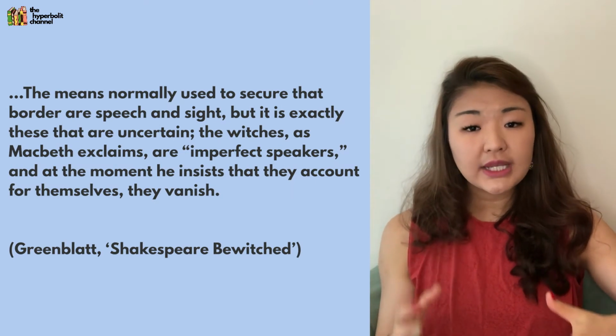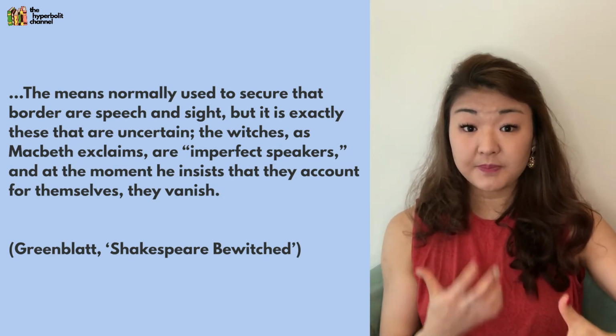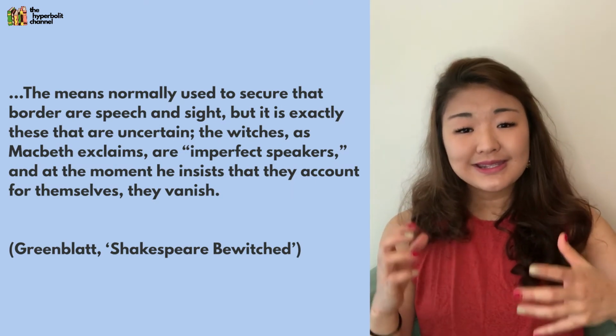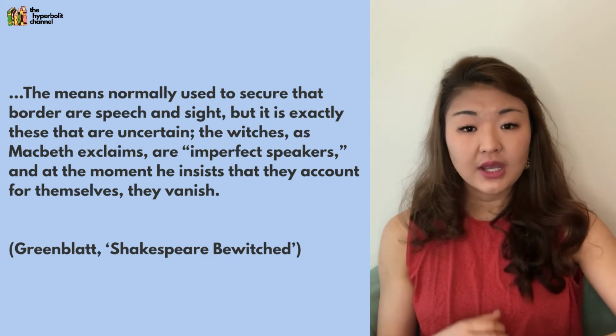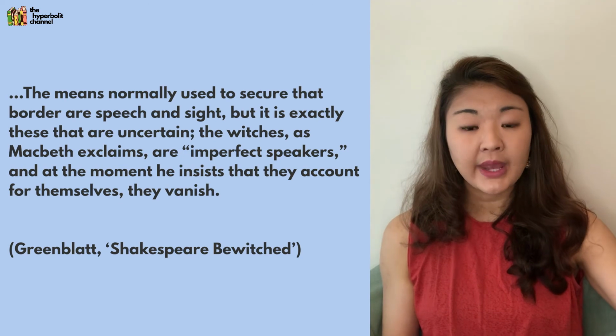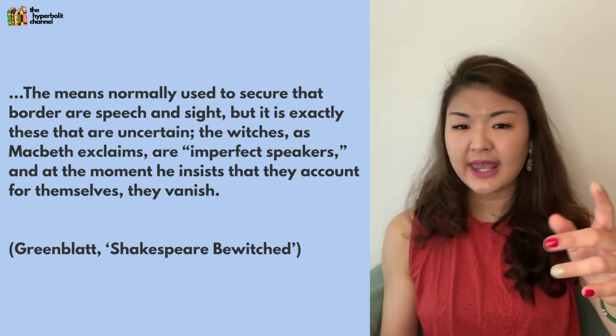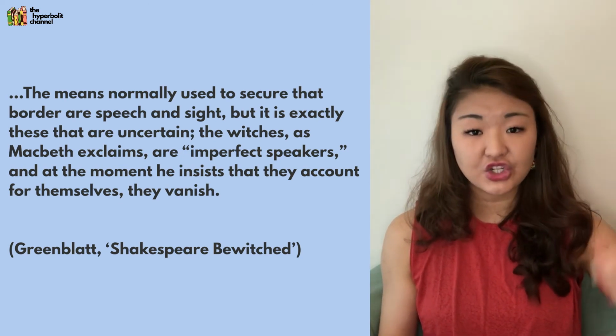The means normally used to secure that border are speech and sight. But it is exactly these that are uncertain. The witches, as Macbeth exclaims, are imperfect speakers, and at the moment he insists that they account for themselves, they vanish. But just pitting Jen versus Greenblatt isn't interesting enough.